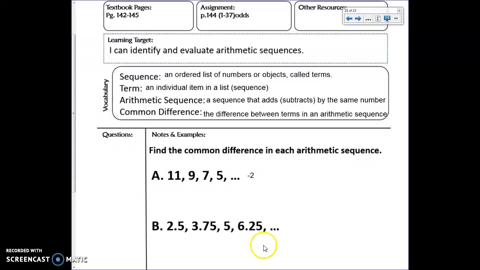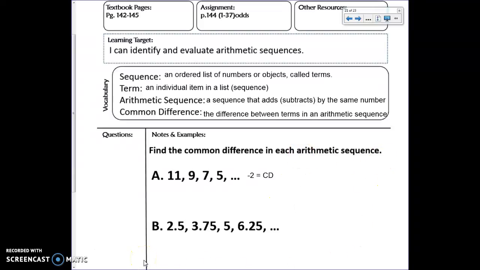But since it is going down, the common difference is going to be -2. That's all we have to do for these problems. So I can even go back and say -2 equals the common difference. Look at part B. 2.5, 3.75, 5, 6.25. So first of all, just looking through these, we can see that this number is going up. And again, we assume it's already arithmetic. They told us it's going to be that.